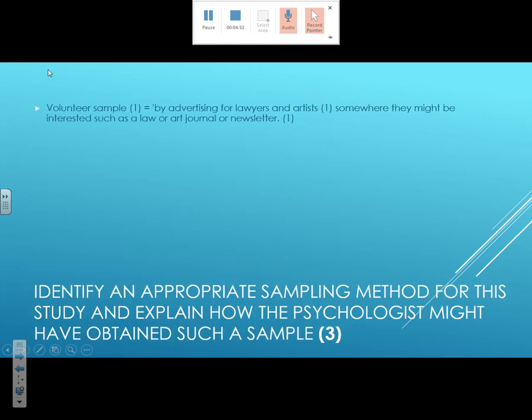So you could identify volunteer sampling, that would get you 1 mark. By advertising for lawyers and artists, that will get you the 2nd because you've contextualised. And somewhere they might be interested, such as a law or art journal or newsletter. So you've identified it, you've explained how you do it, and you contextualise it. Opportunity sampling, invite whoever is available at the time, so that's telling me what an opportunity is, from law firms on Mansfield High Street and artists from a local art and craft fair, so you've contextualised it as well.